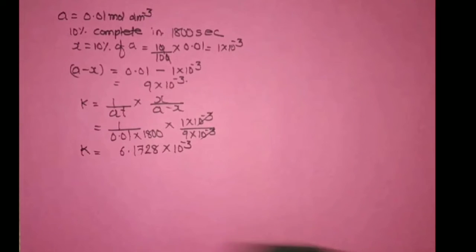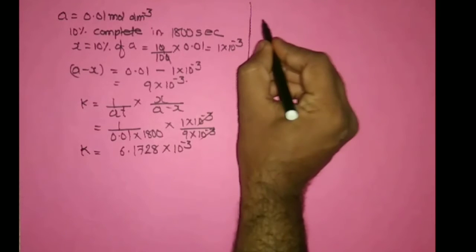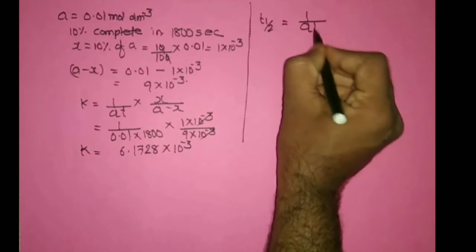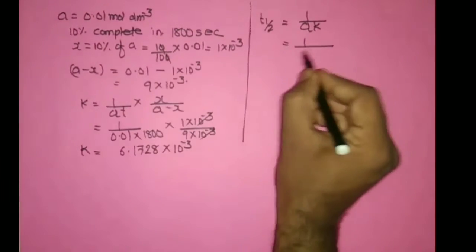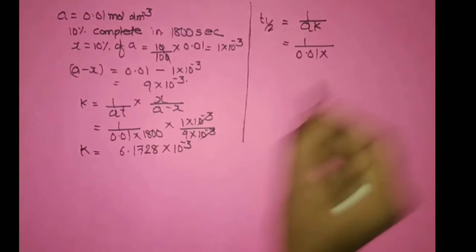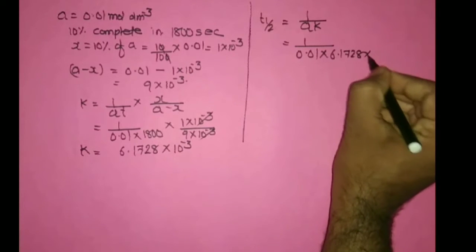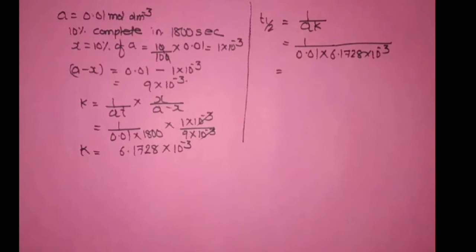Also we have to calculate the value for half-life for second order reaction. So what is the value for half-life for second order reaction? It is equal to 1 upon AK. The value for A, initial concentration of reactant, is given as 0.01. And what is the value for K? It is equal to 6.1728 into 10 raised to minus 3. Now we'll calculate this.